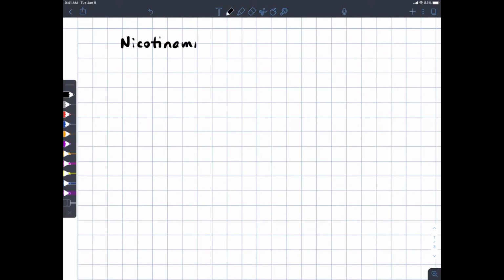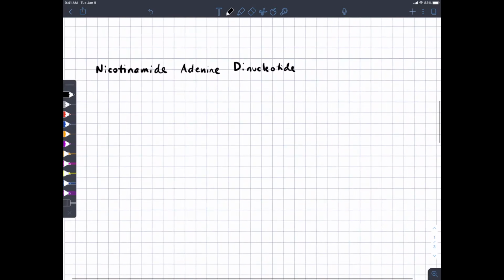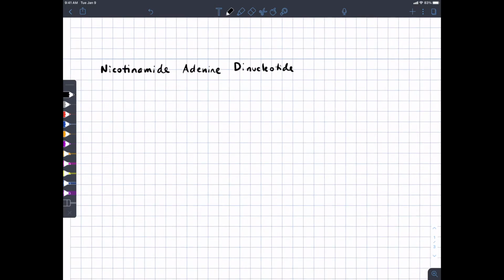nicotinamide adenine dinucleotide. And if you know the secret code words and about biostructures, you can draw that, and I'll draw it for you. But that's a mouthful, and so people call this NADH. Have you heard of that molecule before? Maybe some cell bio, something like that. Okay, so we're going to draw that, but this is a reducing reagent.